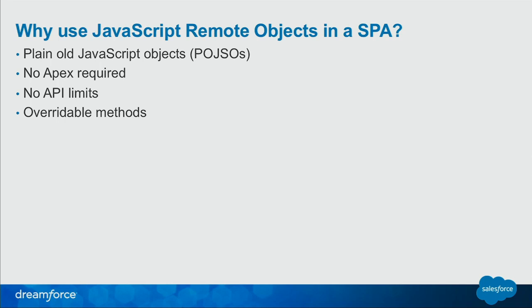Now, it is overridable. So let's say you do have some complex logic where you're manipulating multiple records at once. You can write Apex logic in the back end that allows you to do that complex logic and still leverage the JavaScript remoting to actually call that method instead of the standard one. So it makes life a lot easier.